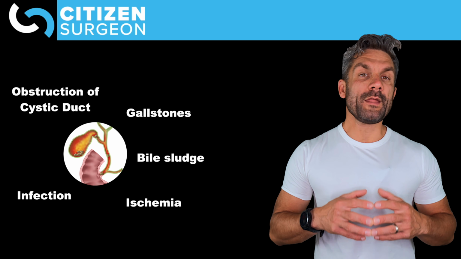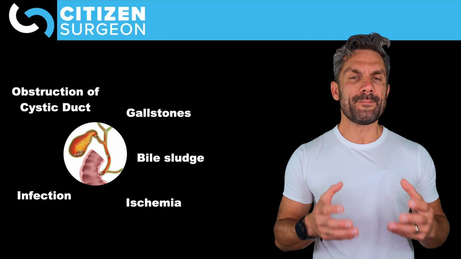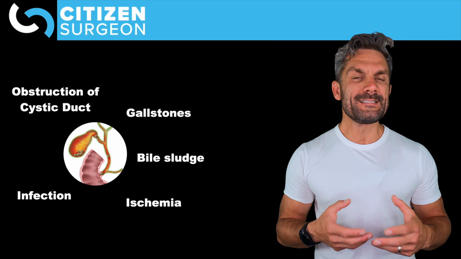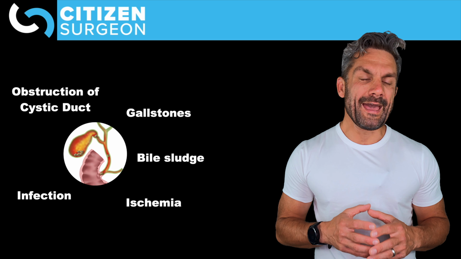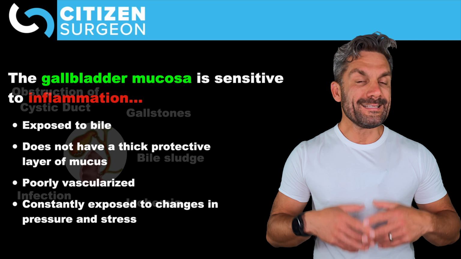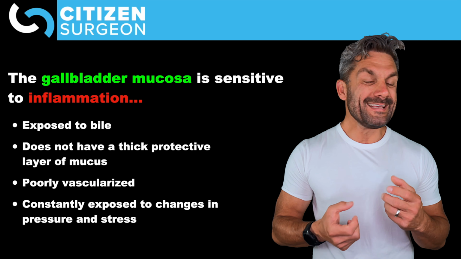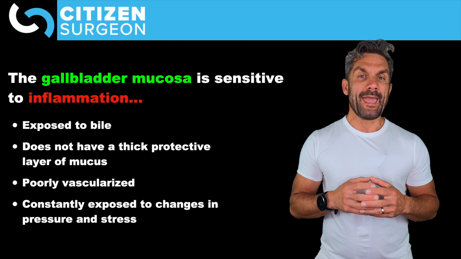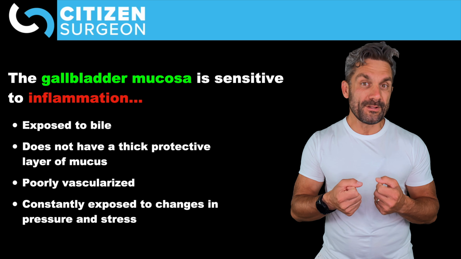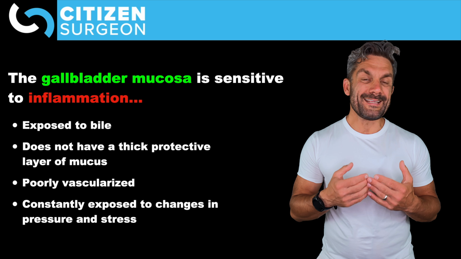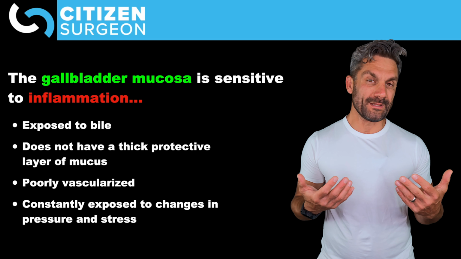Now, in that video on gallbladder anatomy, we talked about the gallbladder mucosa. We talked about why it is sensitive and that it is at increased risk of infection. So why is that? Well, it's exposed to bile. Now, bile is a digestive fluid. We talked in that video about what bile is, and that is kind of a caustic fluid to digest things, okay? In addition, the gallbladder mucosa doesn't have a very thick protective mucosal layer.